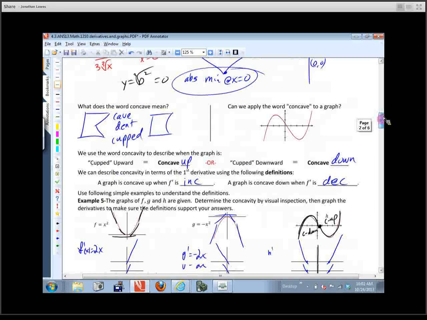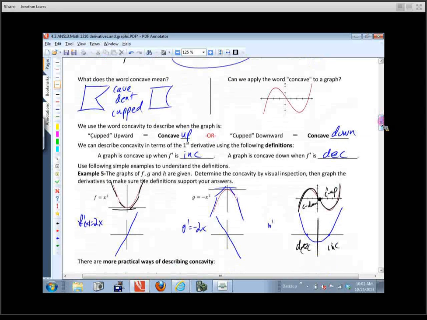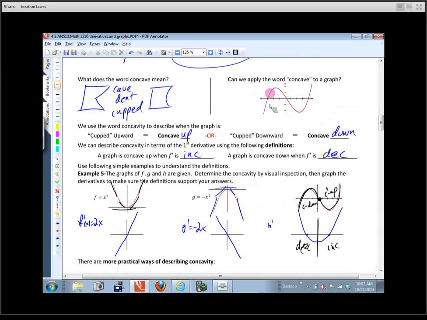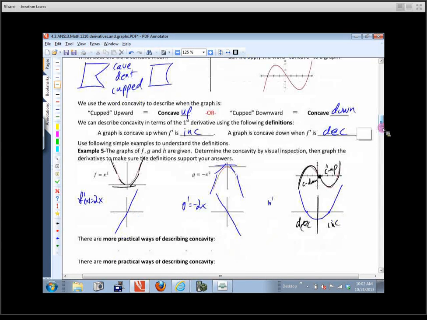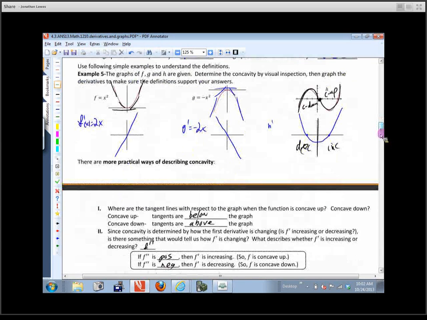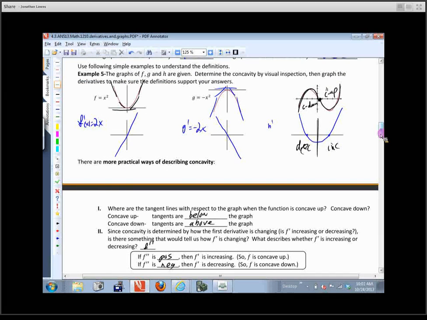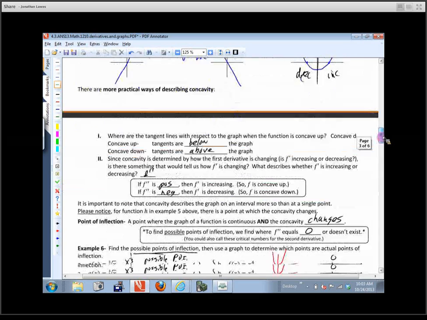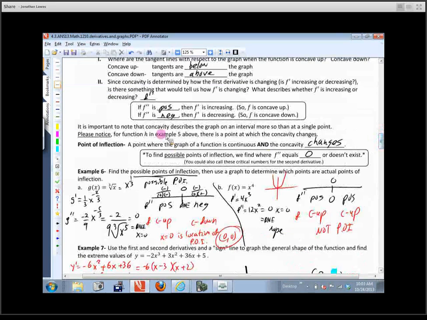And then we started talking about concavity. Concavity is like the curvature, which way it's cupped. So this portion of the graph is cupped downward. This is cupped upward. We use the word concavity to describe that. We went through several different definitions or descriptions of what concavity means or how you could figure it out. And by far the easiest way to describe it is using the second derivative. If the second derivative is positive, then the original function is concave up. If the second derivative is negative, then the original function is concave down.